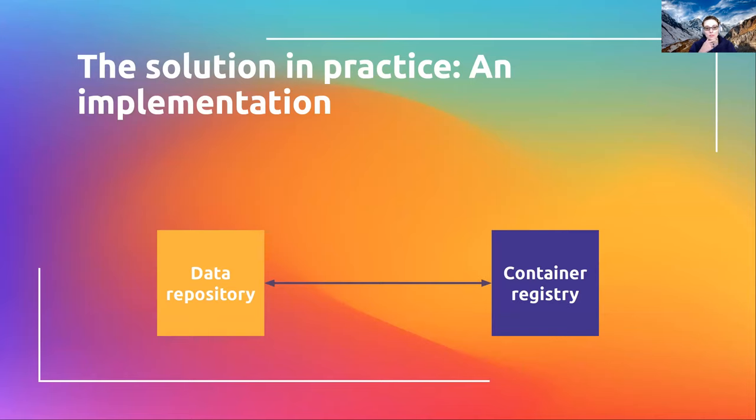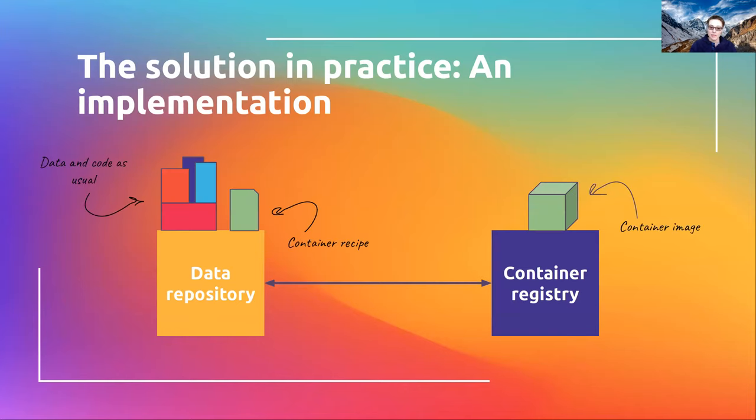So this solution in practice, what would be the implementation? We would have a data repository, say, and a container registry. And we would have data and code as usual, and these would be seen as usual in data repositories. Then we would probably need a container recipe, so how to build all these dependencies. And we would also want to preserve the whole container so that we know that we won't have problems rebuilding this recipe into a new container. So yeah, that is probably a good implementation.